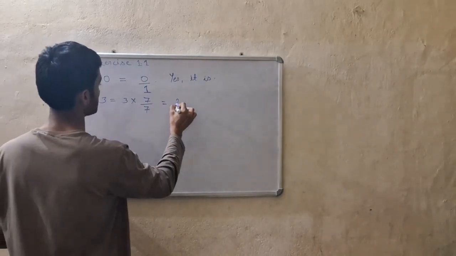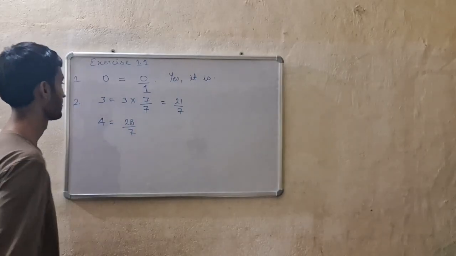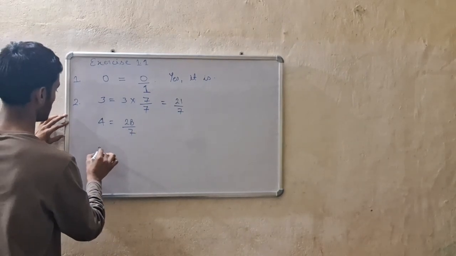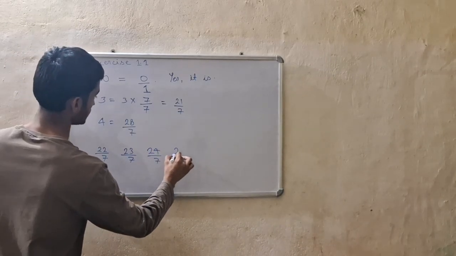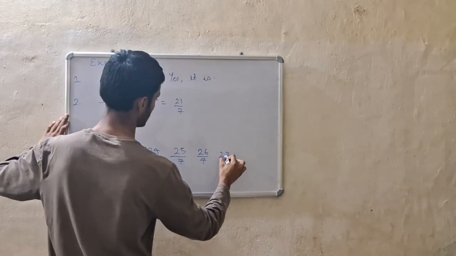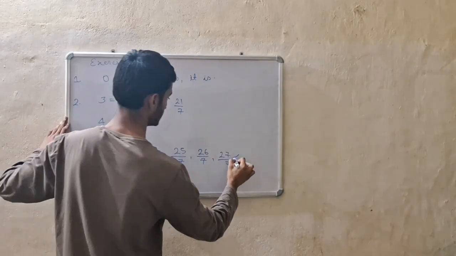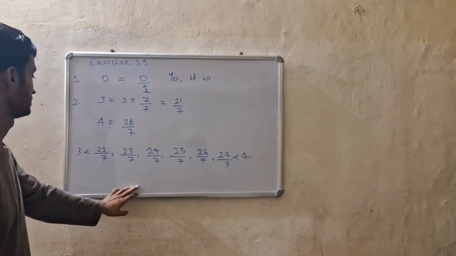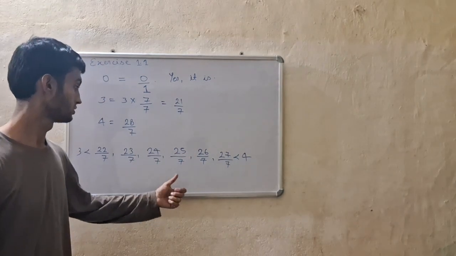So 3 becomes 21 upon 7, and in the same way 4 becomes 28 upon 7, right? Now you can easily get the 6 rationals: 22 upon 7, 23 upon 7, 24 upon 7, 25 upon 7, 26 upon 7, and 27 upon 7. And these 6 rationals lie between 3 and 4. So these are the required rationals which we were asked to find. And we have used method number 2 to find these.